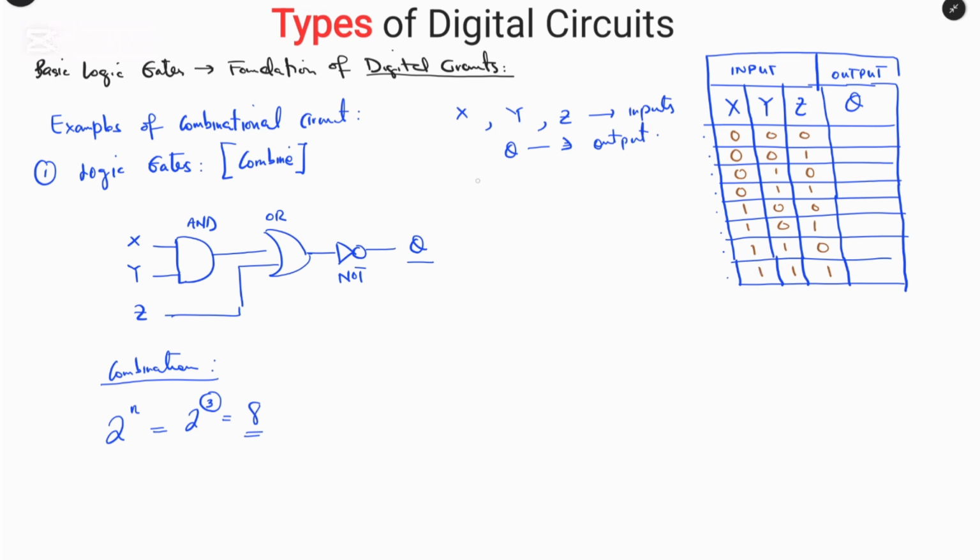And also we can derive the expression of the output Q that will be produced from the inputs X, Y, and Z. So the block diagram can have the expression, with inputs X, Y, and Z producing the output Q. So what will the expression be?